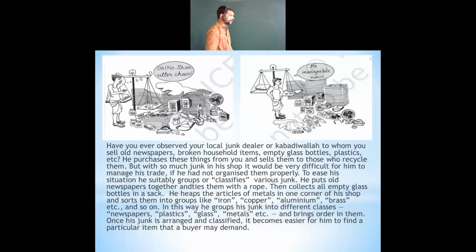Just like in the first image, you saw that everything is brought and thrown at one place only. Then later on, how to manage this? He thinks over there, just like in the image, you can see that he is thinking. Then in the next image, right hand side, you can see that he has managed the things. All the newspaper is wrapped in bundles, then plastics are kept aside, then aluminium is kept aside. He has organized in a sequential format as per his needs. Once his junk is arranged and classified, it becomes easier for him to find a particular item that a buyer may demand.